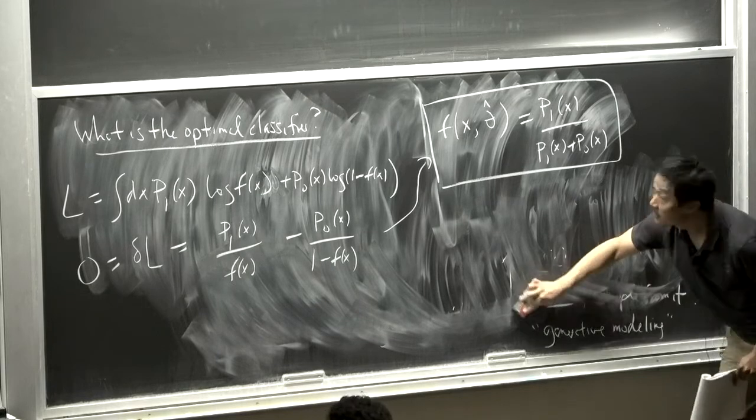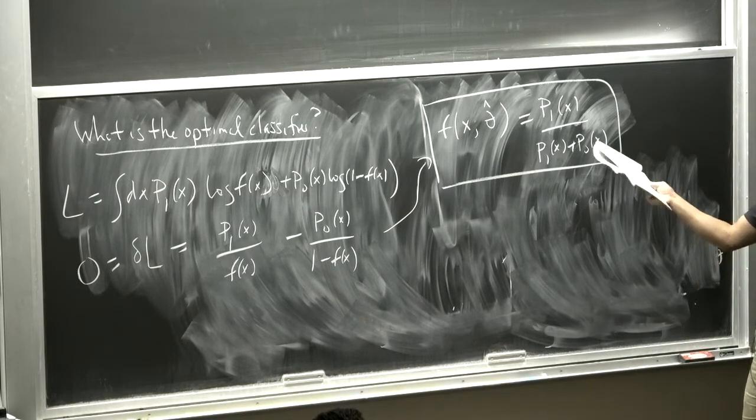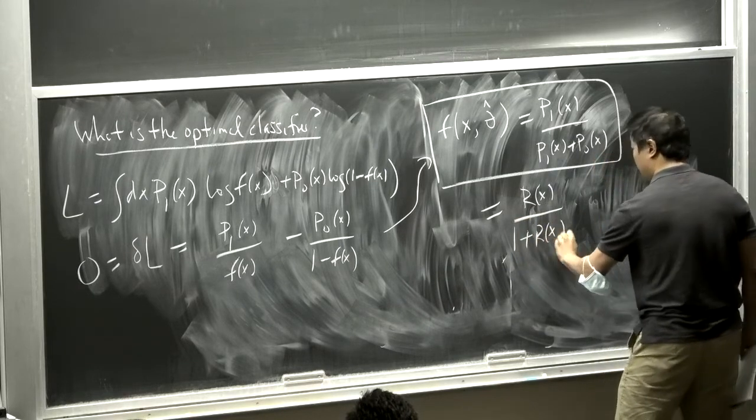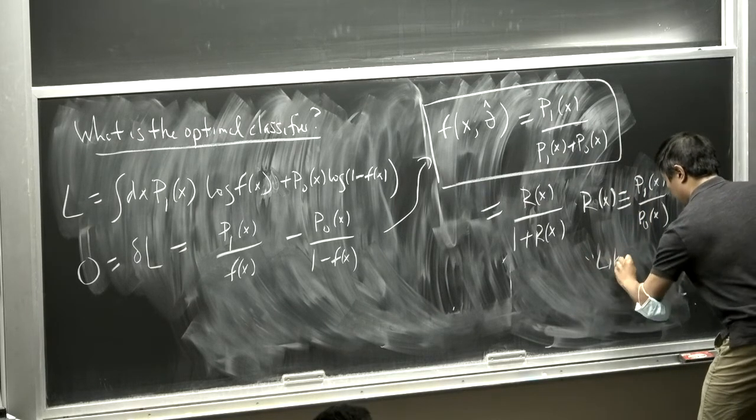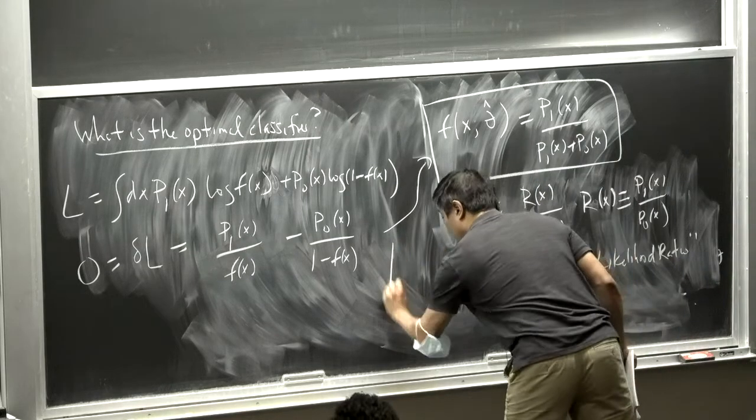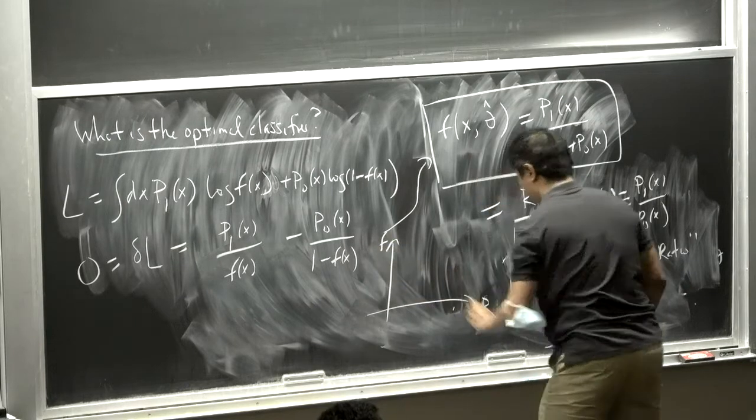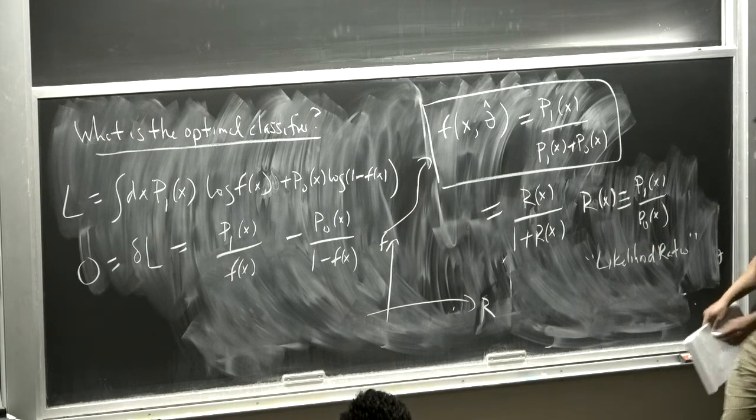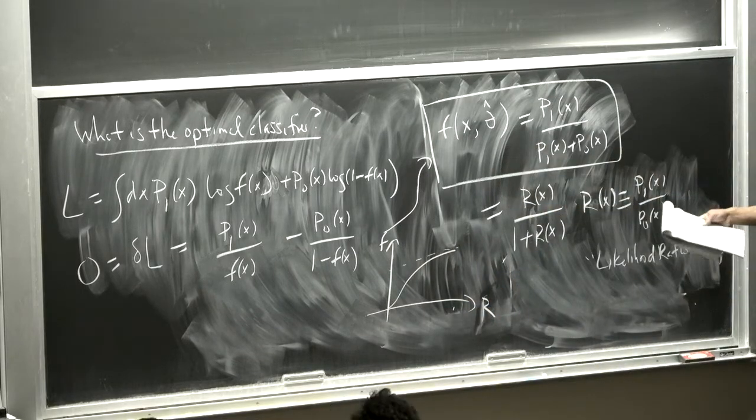Good. The last thing I'll say is that I can rewrite this as r of x over 1 plus r of x, where r of x is p1 of x over p0 of x. This is called the likelihood ratio. This function is monotonic with the likelihood ratio. Let me write it like this, r and f. R goes from 0 to infinity, and f goes from 0 to 1. If you plot it, it looks like this. So f is monotonic with r.